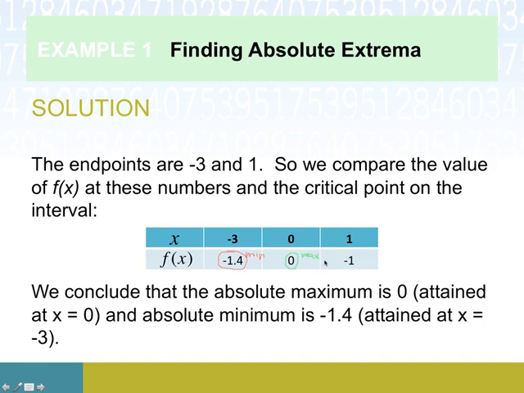So what we conclude is that the absolute max is at a value of 0, so that's the output, attained at x equals 0 by coincidence. The absolute minimum is -1.4, that's the output, and that's attained at x equals -3. So that gives us an idea of how to find an absolute extremum, either from a picture or from a function like we just tackled.